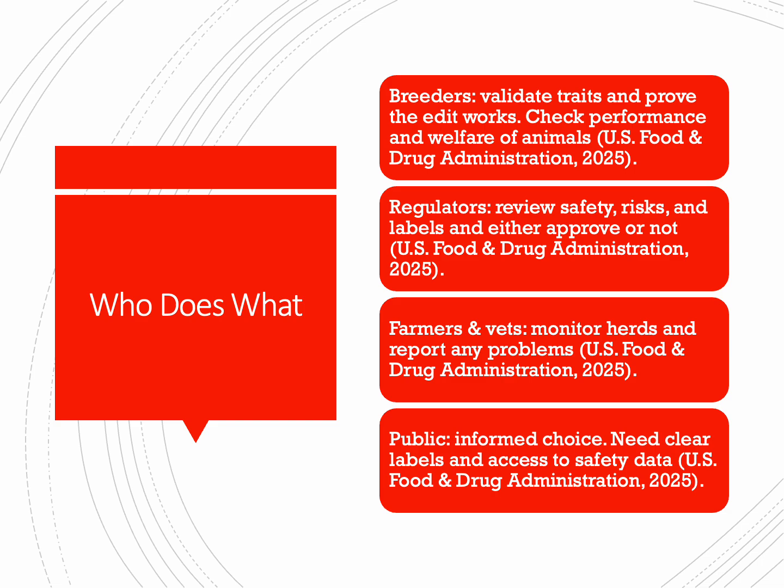Then we move down to farmers and vets, whose job is to monitor the herds and report any problems and fix them as soon as possible, and then care for the animals. And then we get to the public, who have the ability to make an informed choice based on clear labels and access to the safety data.